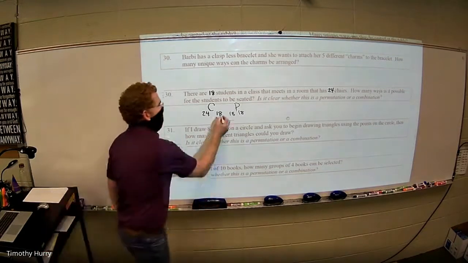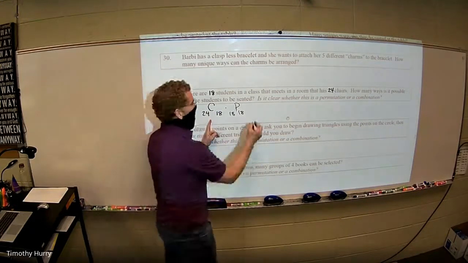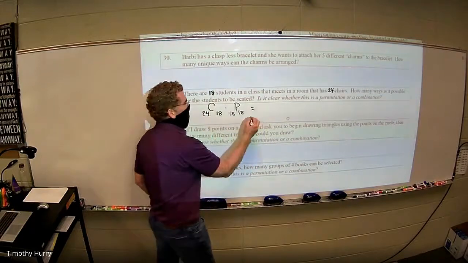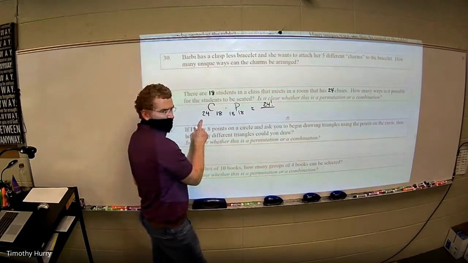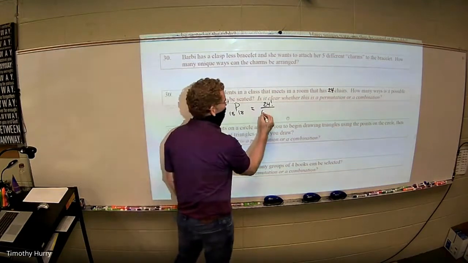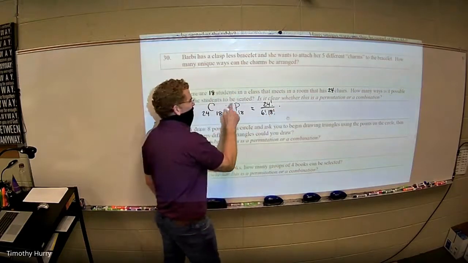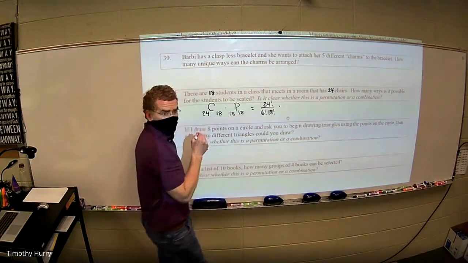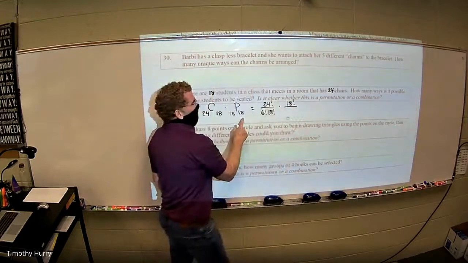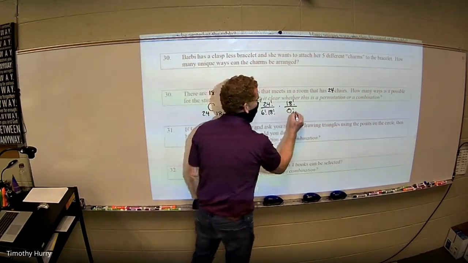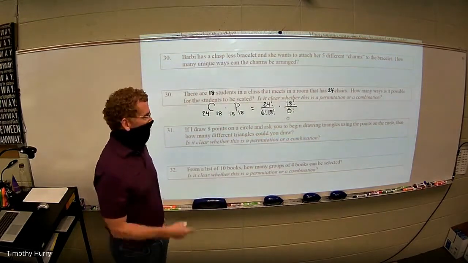So now I want to show you the math on this. Look what happens when you actually write out the math. What does 24C18 mean? 24 factorial over what? 6 factorial, I'm subtracting, and 18 factorial. And then what does 18P18 mean? 18 factorial over what? 0 factorial? Right? Okay. What cancels on this?